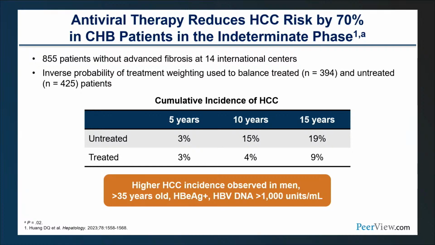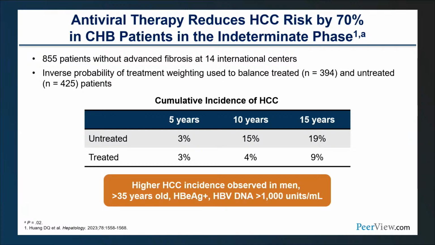These are individuals who are in the so-called gray zone that Nancy went over. We don't immediately treat these individuals, but what they did was look at 855 patients in an international trial, and they compared treated and untreated individuals using inverse probability of treatment weighting. They showed that if you're on treatment in the indeterminate phase, you are at substantially lower risk for developing hepatocellular carcinoma. And in these individuals, if you were above the age of 35, male sex, surface E antigen positive, and DNA above 1,000 international units, your risk of cancer is higher.